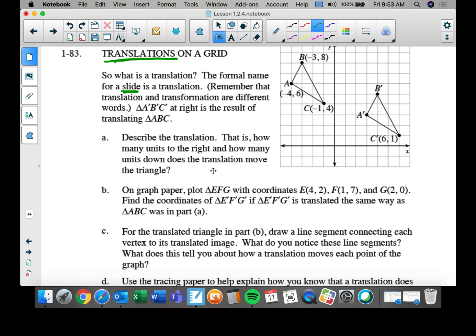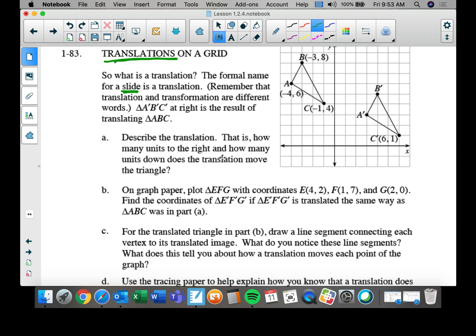Now, one thing I just want you to be aware of on this one is, had they not told you which one was your starting one and which one was the image, you still should have been able to figure that out just based on the fact that it's prime. So if this was on a test question, for example, at the end of the chapter, be careful to look at which one's your original shape and which one's your image, based on the primes.